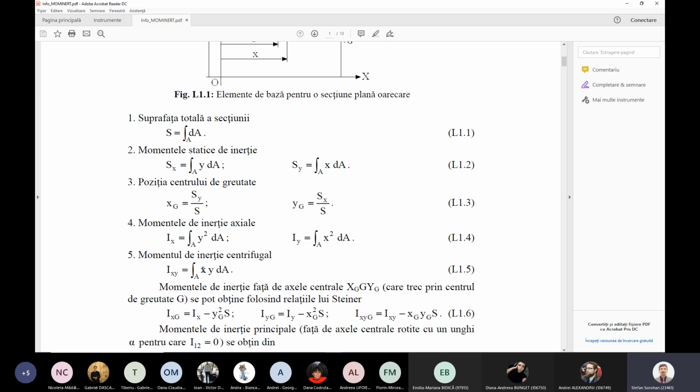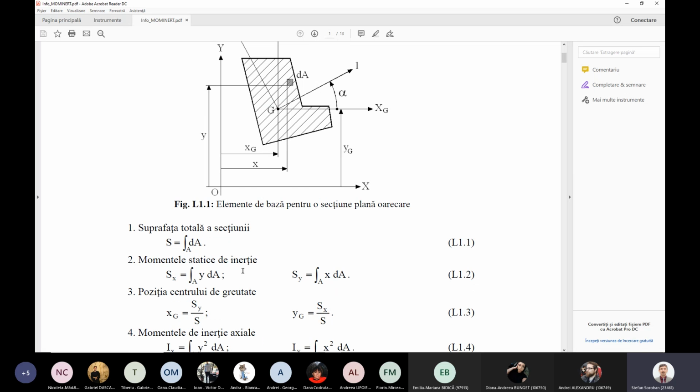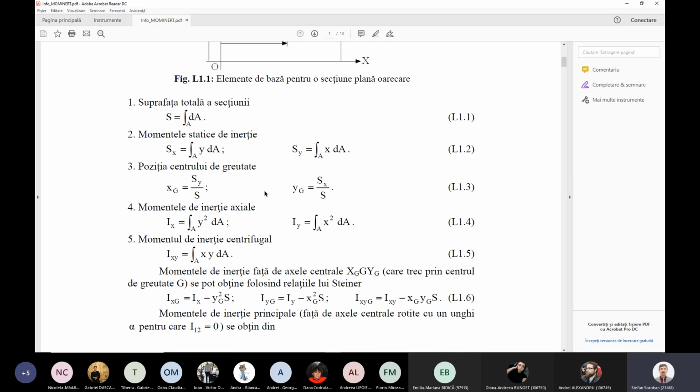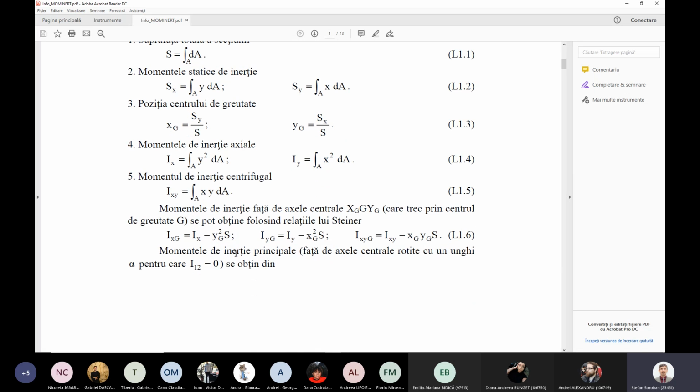The cross moment of inertia is the product x times y dA. This one may be positive, negative, or 0. Please remember, when we have a symmetric structure, a symmetric cross section, this one is 0 due to the symmetry, you know that from strength of materials.